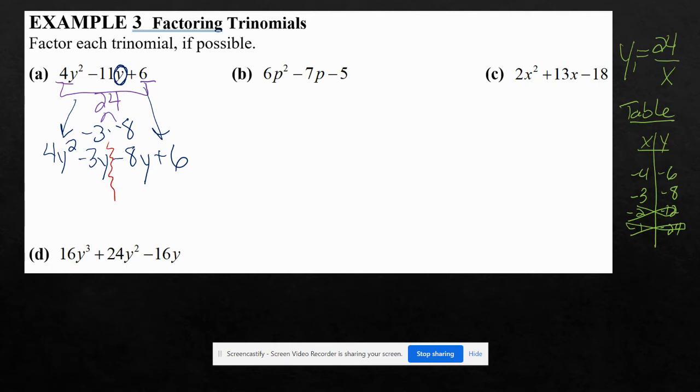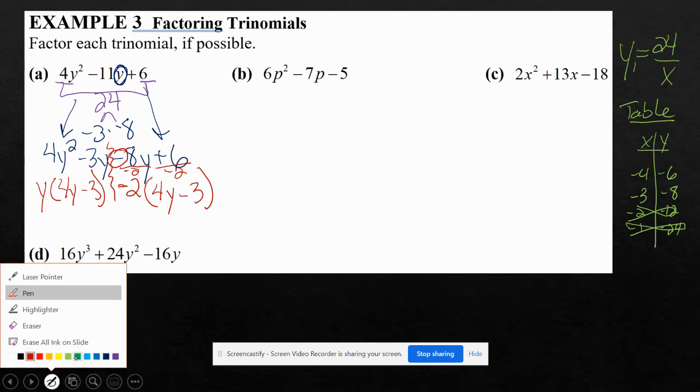Split them in half. Our greatest common factor on this left side is y. When I divide these two by y, I'm left with 4y minus 3. Our next part starts with a negative. Our common factor between 8 and 6 is 2. Remember, that means we're dividing by negative 2, which is going to change signs here. So negative 8y divided by negative 2 is positive 4y. Positive 6 divided by negative 2 is negative 3.